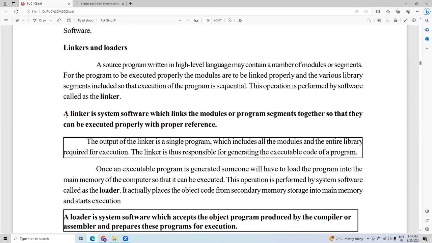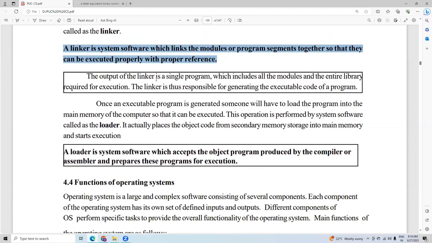So this is the definition. A linker is a system software which links the modules or program segments together so that they can be executed properly with proper reference. The output of the linker is a single program, which includes all the modules and the entire library required for execution. So the linker is thus responsible for generating the executable code of the program, right?